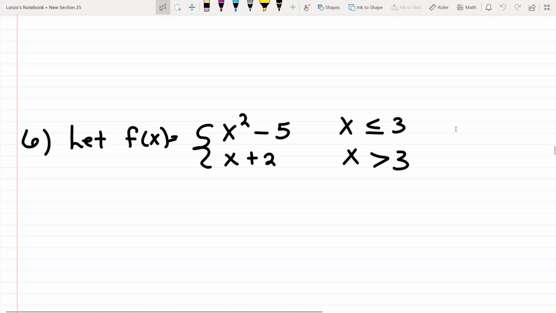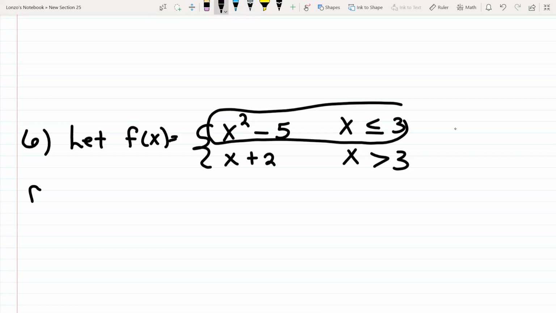Okay, so this one we have what's called a piecewise function, because you see we have two graphs. One is a parabola, one is linear. So what I would do is graph each one individually. Let's graph this one.